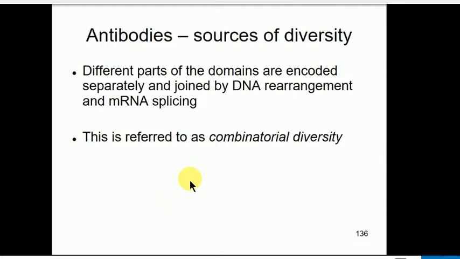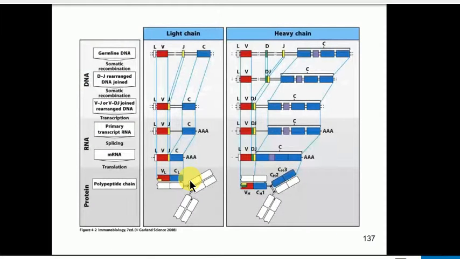So one of the things that was realised very early on when people started sequencing the loci that encode different variable regions and light chains and heavy chains was that the different domains which are present in those proteins are encoded in separate regions, adjacent regions, but separate regions in the genome. And these are joined together by two things. One is by DNA rearrangements that take place as the cells differentiate, and the other is by mRNA splicing. And this gives rise to one level of diversity, which is called combinatorial diversity. Now, this is best illustrated with a diagram. It's a complicated diagram, but it shows you what goes on as antibodies are produced and as the cell lines differentiate.